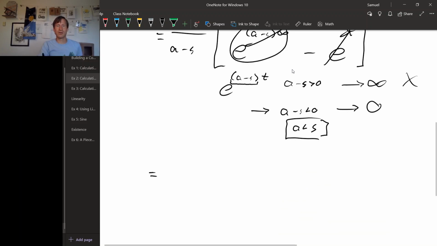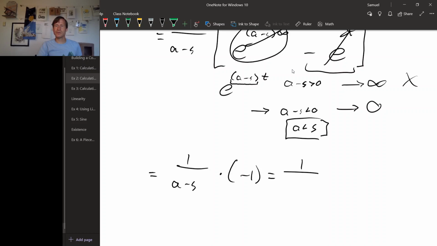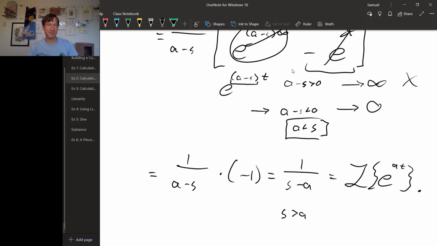And we get 1 over a minus s times, right here we had a minus 1. So that's 1 over s minus a. And this is when s is bigger than a. So this is the Laplace transform of e to the at. All right, fair enough. Let's look at one more example.